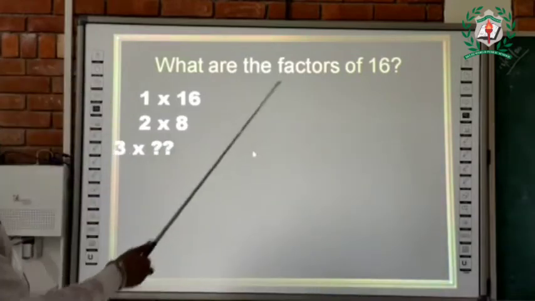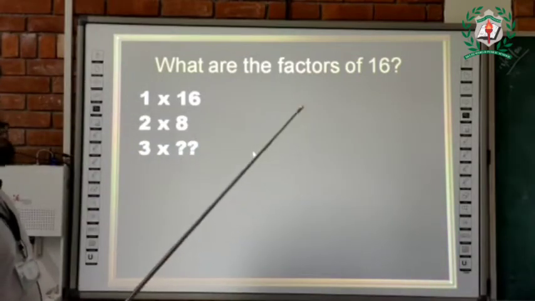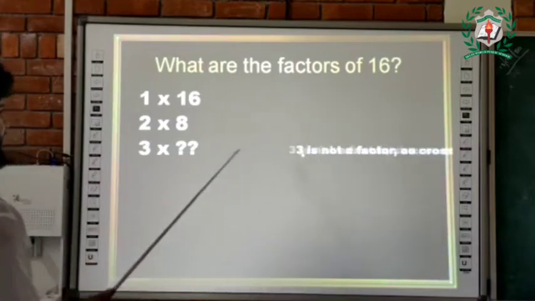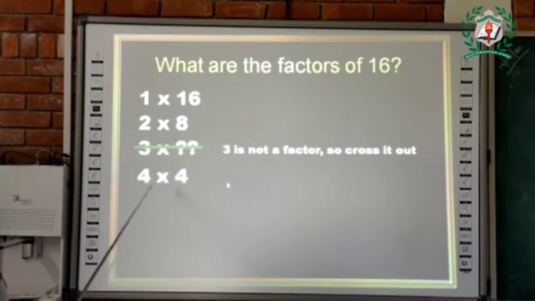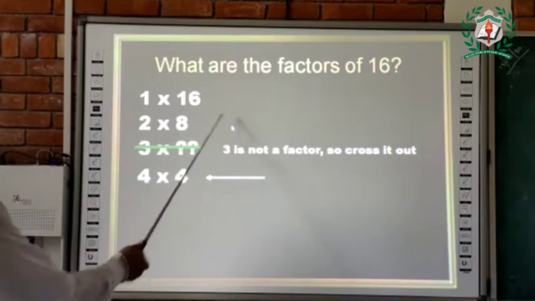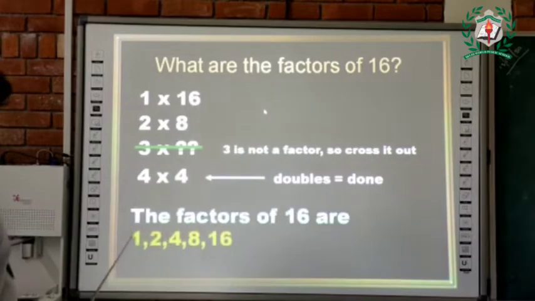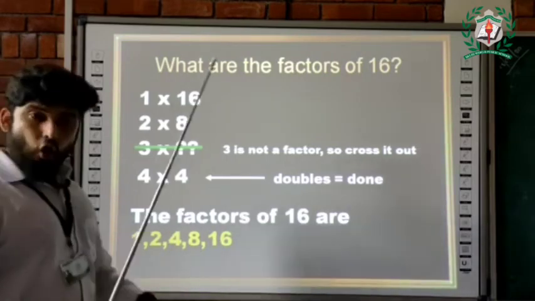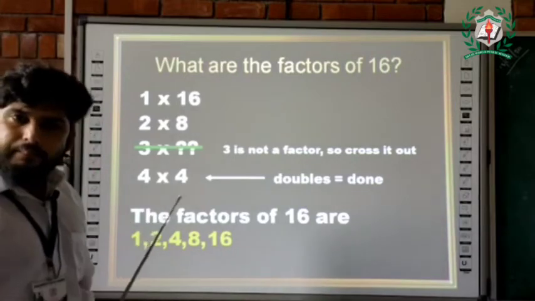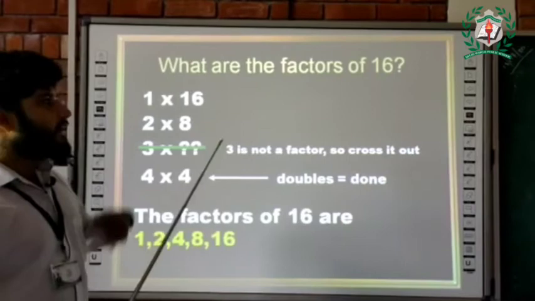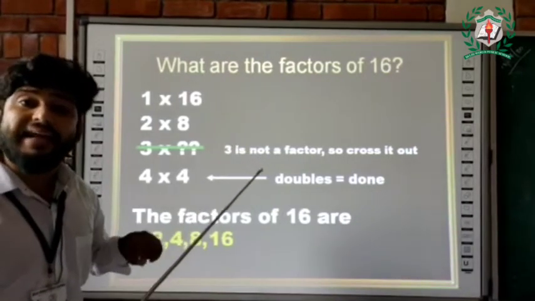Okay, then 4 is there. 5 will not be there. 8 is there. Then 16 is there. See, 3 is not a factor, 4 is a factor. Double, done. The factors of 16 are 1, 2, 4, 8, 16. 1 and itself means 16 is common in every answer. You have to find the middle ones. Just find out the numbers by which 16 can be divided completely.